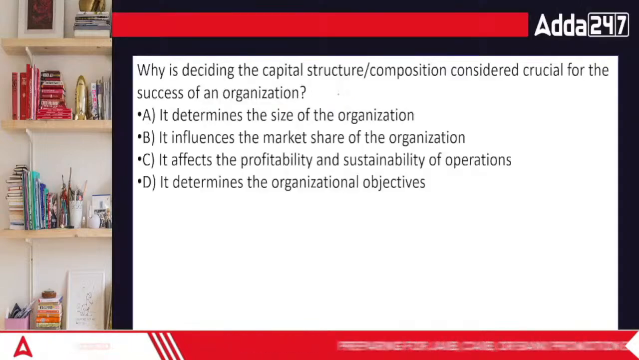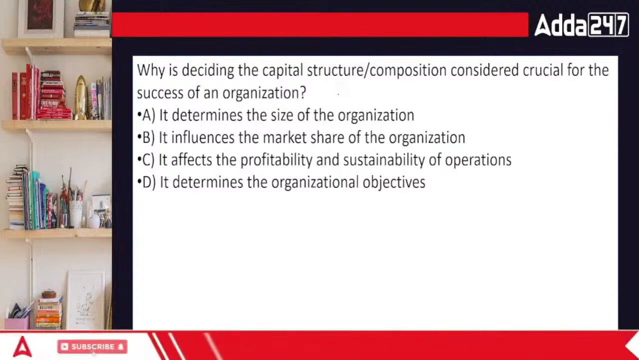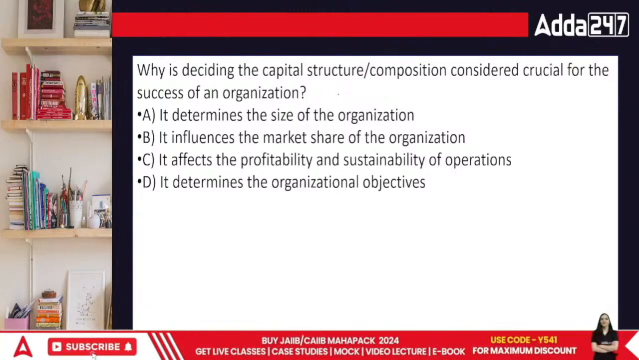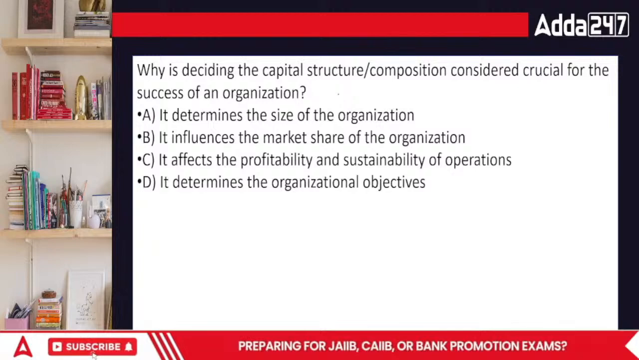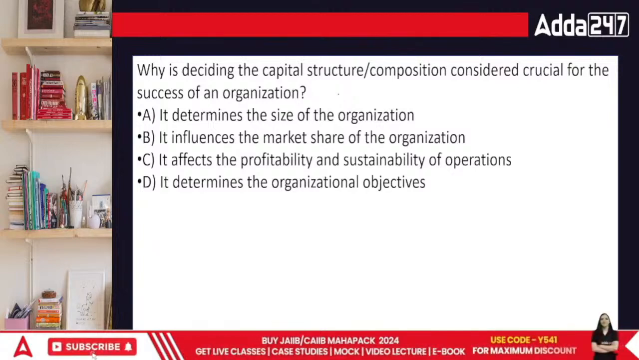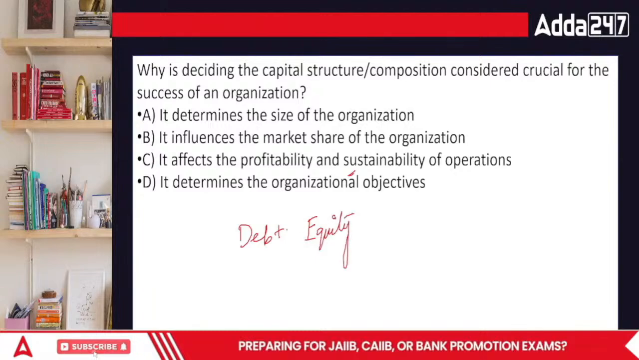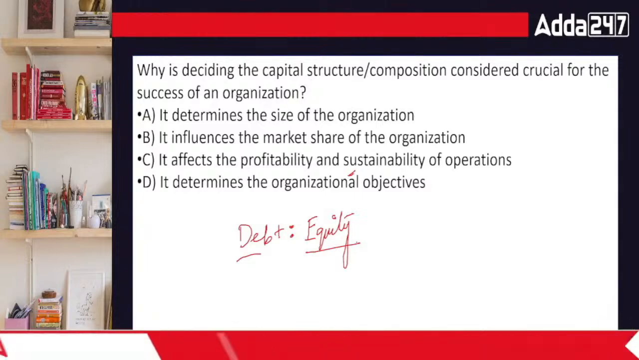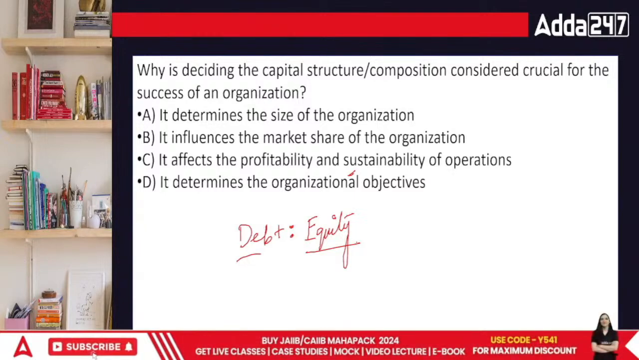Okay. Now let's move on to the next question. Why is deciding the capital structure composition considered crucial in terms of success? Capital structure is basically the amount of debt and the amount of equity that we need. If we are looking at debt and equity and we define how much we need, then how do we deal with it? Why is deciding the capital structure composition considered crucial for the success of an organization?